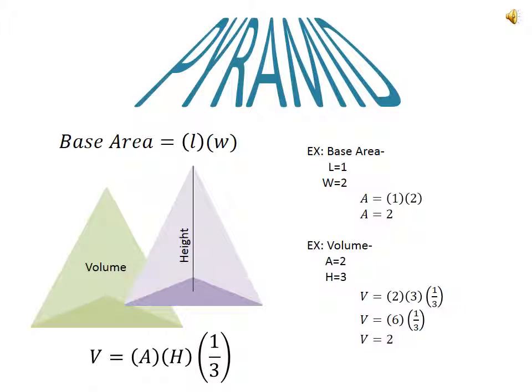To find the volume, you'd multiply the base area times the height times 1/3. So if we have a base area of 2 and a height of 3, we'd get 6 times 1/3, which equals a volume of 2.